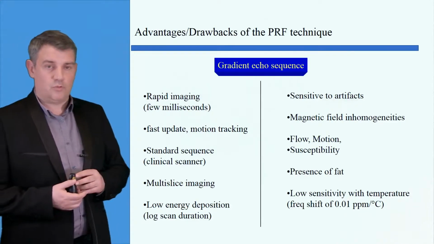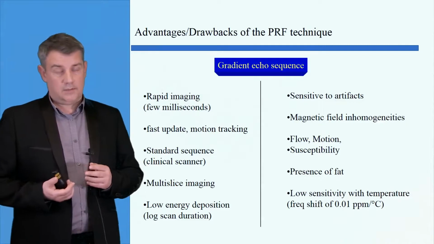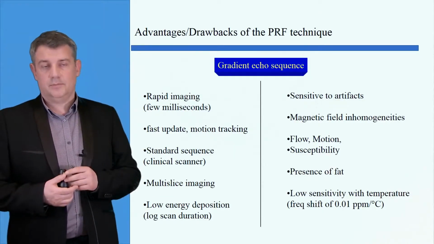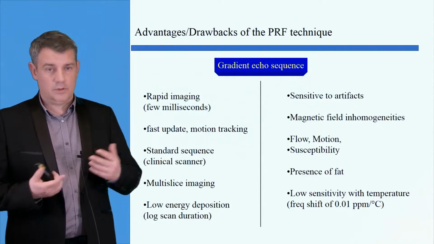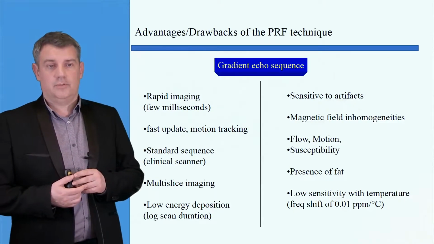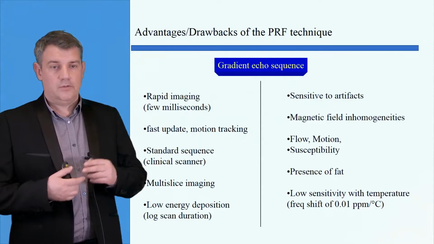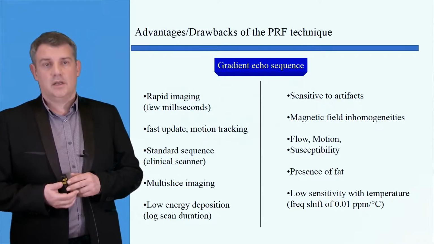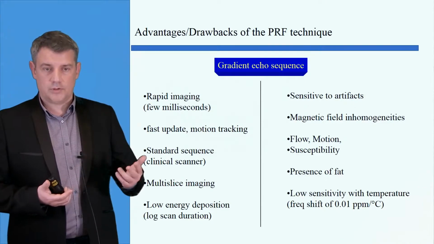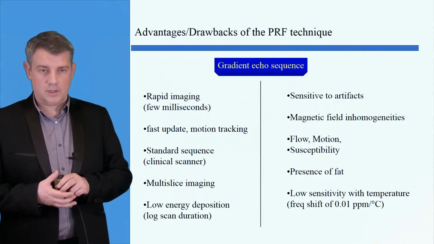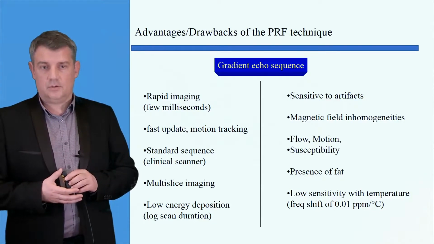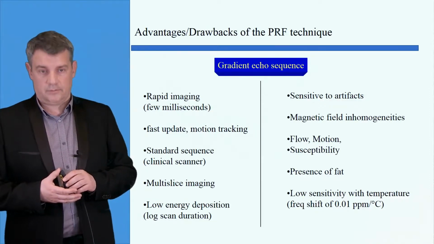However, there are a number of drawbacks. This sequence is sensitive to artifacts, to any effects that will affect the spatial homogeneity. For example, if the shim of the magnet is not very good, or if you have flow, motion, or susceptibility changes related to breathing, for example. I will show some examples later on in this talk. This is going to induce artifacts on your thermometry that you need to correct for.